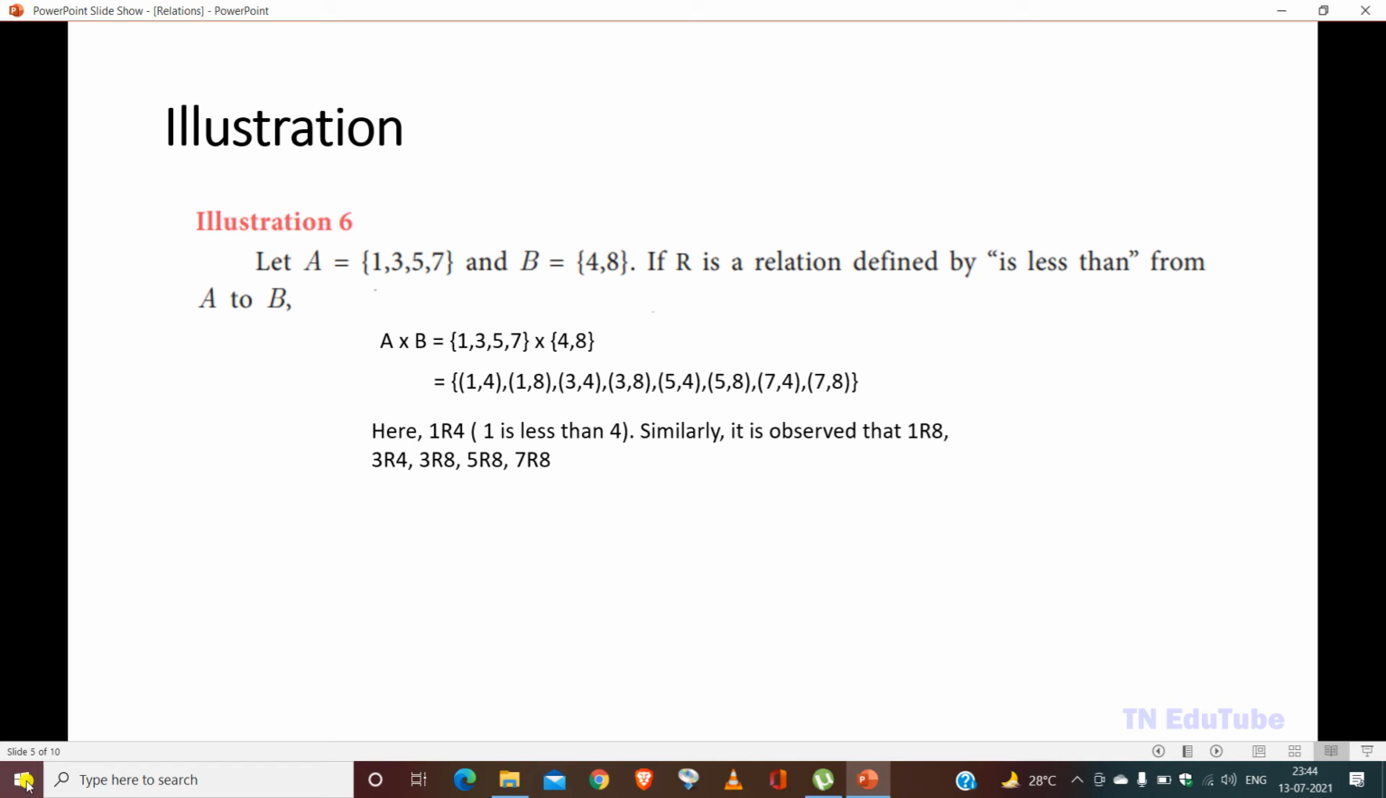Therefore the relation set contains the elements (1,4), (1,8), (3,4), (3,8), (5,8) and (7,8). Here we note that this set is a subset of A cross B. A cross B contains this many elements, and R contains these 6 elements. The 6 elements are present in A cross B. So R is a subset of A cross B.